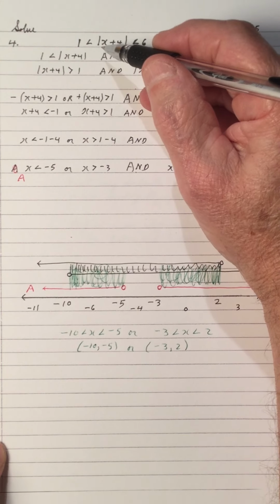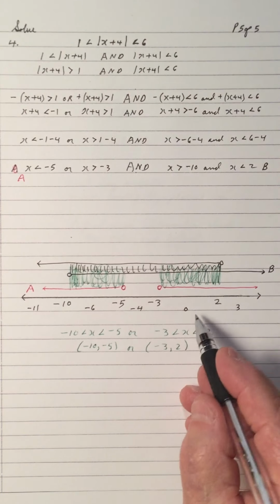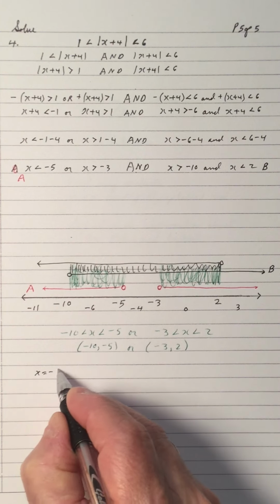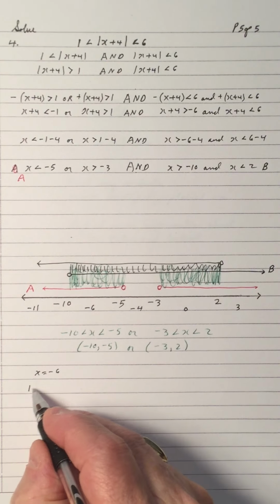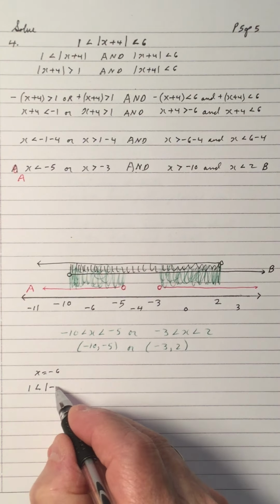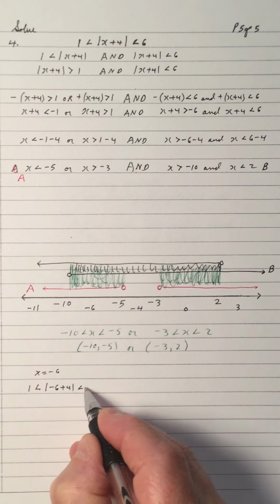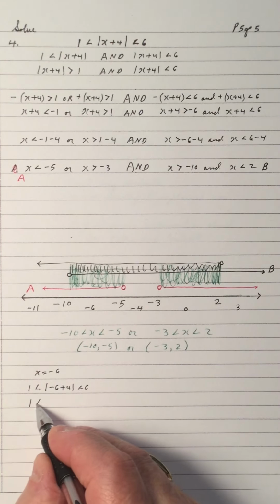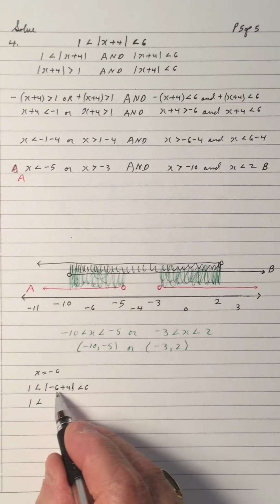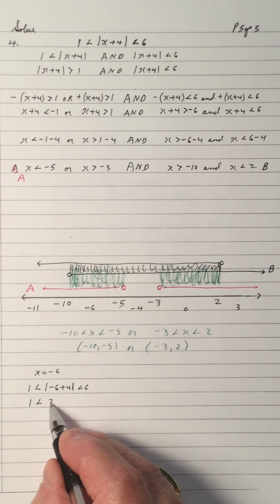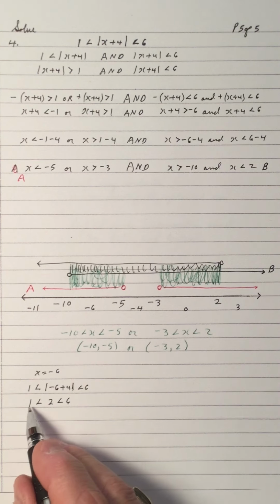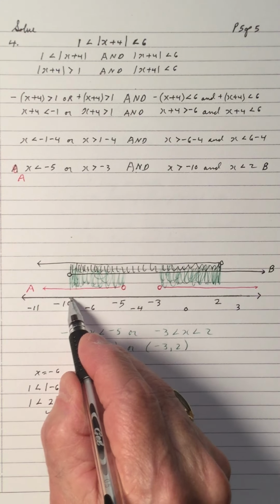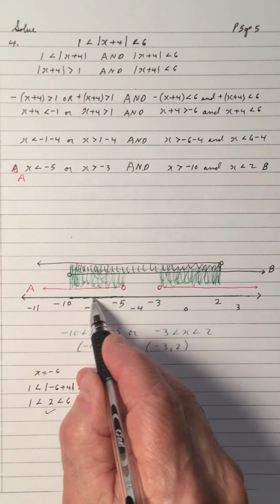And if you do, you'll see that I'm just going to put in the ones that fit. So I'm just going to put in the negative 6. If x is negative 6, put a negative 6 in here, and I get 1 less than the absolute value of negative 6 plus 4, less than 6. So I took the negative 6, subbed it in here, and that's negative 6 plus 4 is negative 2. The absolute value of negative 2 is 2. So 1 is less than 2, less than 6. That's okay. So we can see that these right here are the numbers that make this true.